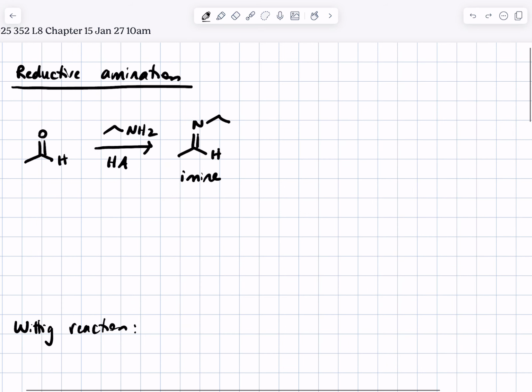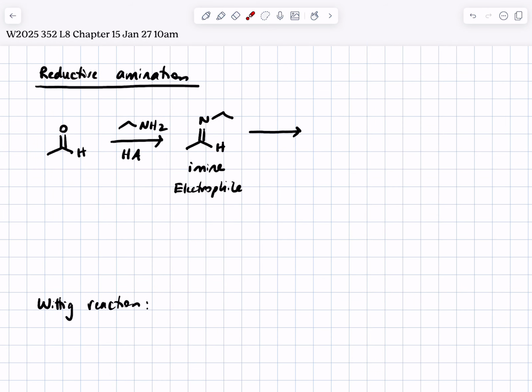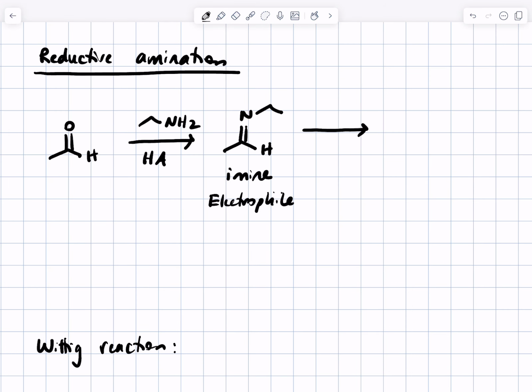The thing that we're going to do that's new today is say, what if we were to add a hydride delivery reagent to the imine? The imine is still an electrophile. It is not as good of an electrophile as the aldehyde because nitrogen is not as electronegative as oxygen. Nevertheless, if your reagent is reactive enough, you could imagine doing some of the same nucleophilic addition chemistry with imines as we've done before with aldehydes or ketones.